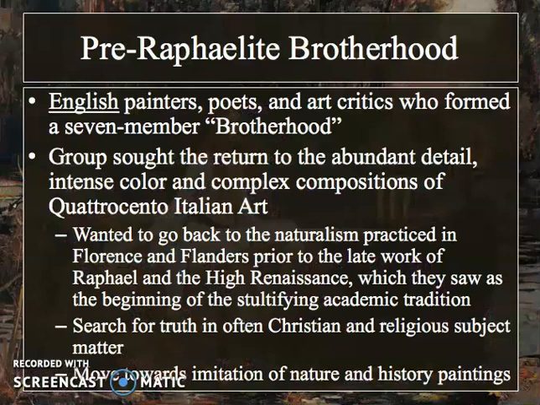The basic movement we're going to see in England now is the Pre-Raphaelite Brotherhood. These were English painters, poets, and art critics who formed a 7-member brotherhood in which they sought to return to the abundant detail and intense color of Quattrocento Italian art. So very much based in the Renaissance. They want to go back to naturalism in Florence and Flanders, before Raphael, hence Pre-Raphaelites. And they search for some truth in Christian and religious subjects, as well as history and literature, and they move towards the imitation of nature and history paintings.